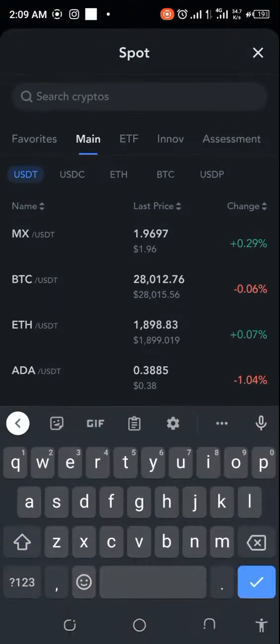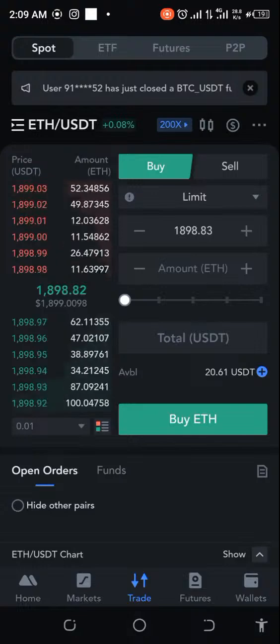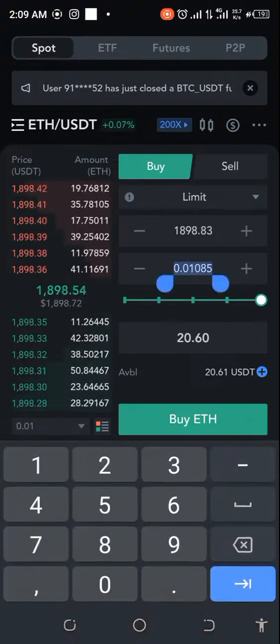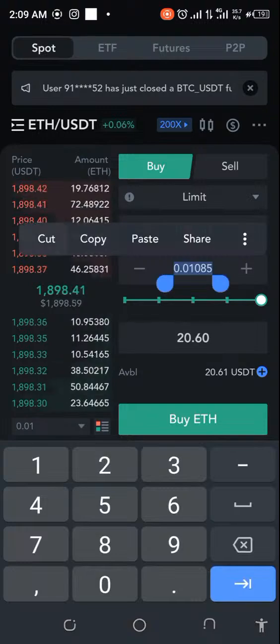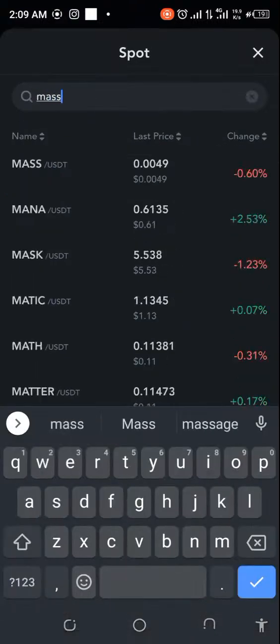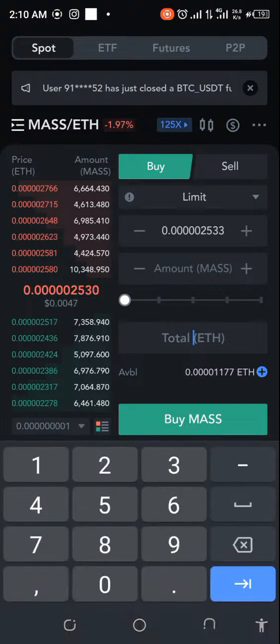Let's go ahead to ETH, and then we'll try to pick up what we have here, like $20.61. So I'm just gonna pick that all up, and then I'm just gonna copy. Oh, it didn't even pick everything up, it just picked up 20.60. That's fine. So let's just copy that, and then go over to MASS/ETH, because ETH happens to be the lower pair, right? So then we'll paste this in the ETH segment.